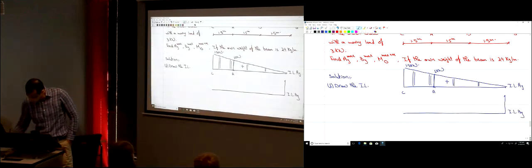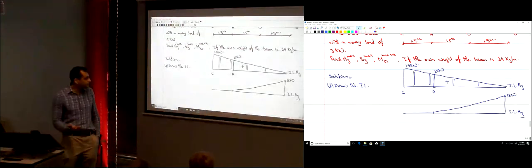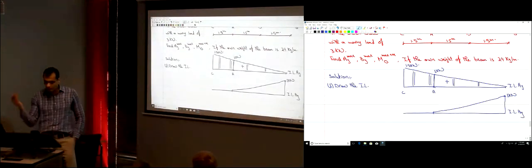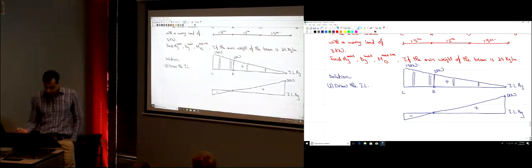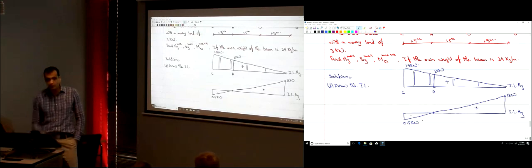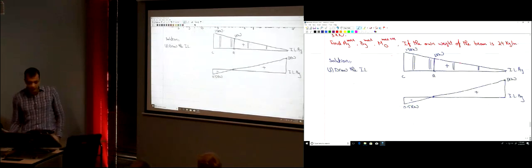It's 1 over here and 0 at the other support A here. This is what you have for a simple beam. But for an overhanging beam, you have an overhanging part, so you just extend this here. It's negative here, it's positive here. How much is this height from the similarity of the triangles? It's 0.5 kilonewtons. This is how the influence line of BY looks like.